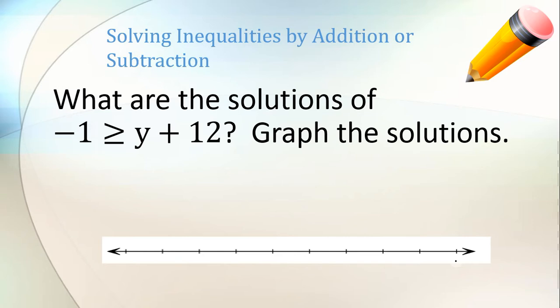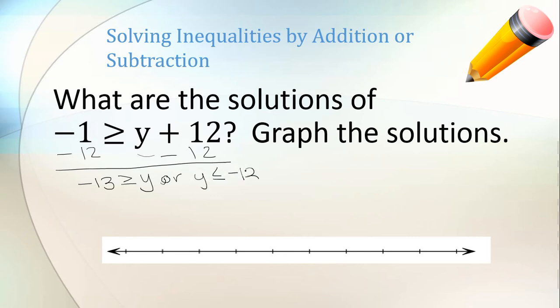So this one, we're going to approach it just like we would have done if this would have been equal. So I'm going to subtract 12 from both sides. I get negative 13 is greater than or equal to y. Now, if you remember, I do not like when the variable's on the right-hand side. It's really hard to graph that way. So I'm going to flip it around. So I know that that is the same as y is less than or equal to negative 13.